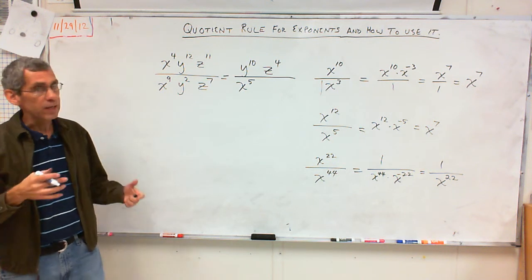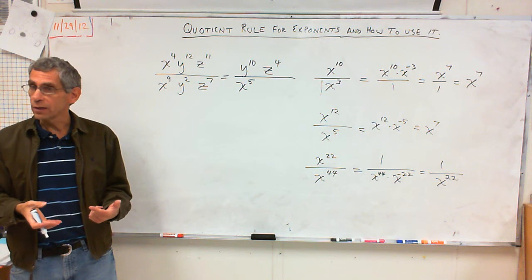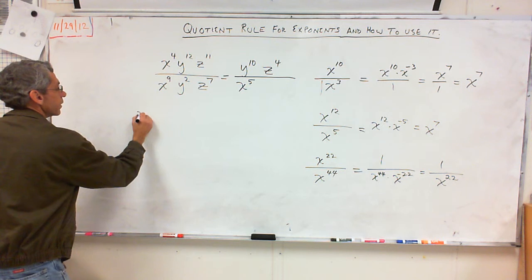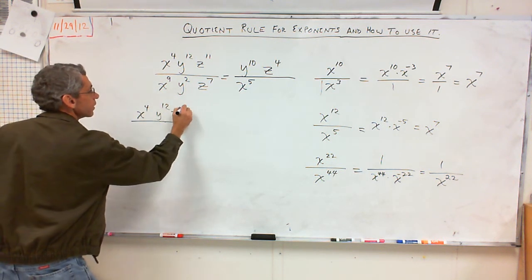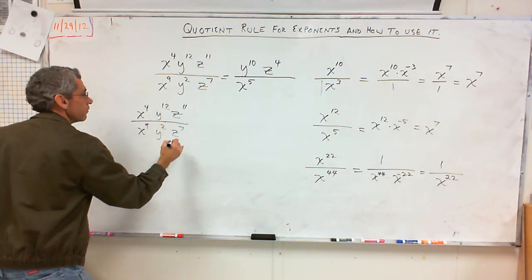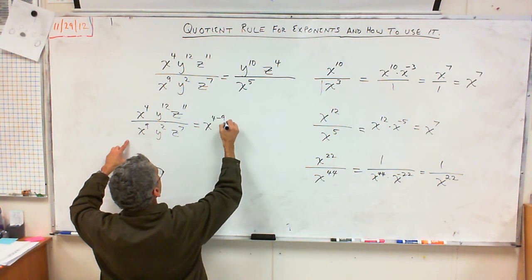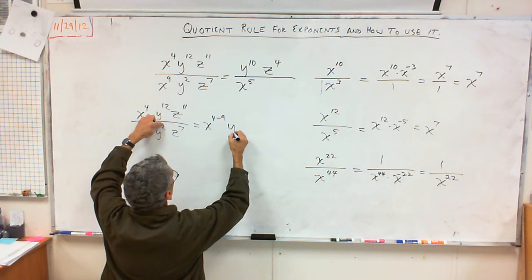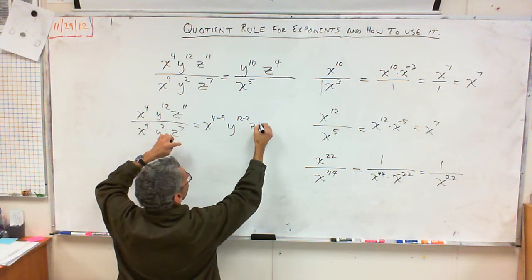Right? Whereas if I had used the quotient rule the way it's written, it would have worked, but it would have taken me longer, because if I used the quotient rule, this is what I would have gotten. I'll redo it. X to the 4th, y to the 12th, z to the 11th, over x to the 9th, y squared, z to the 7th. This is what I would have gotten: x to the 4 minus 9, y to the 12 minus 2, z to the 11 minus 7.